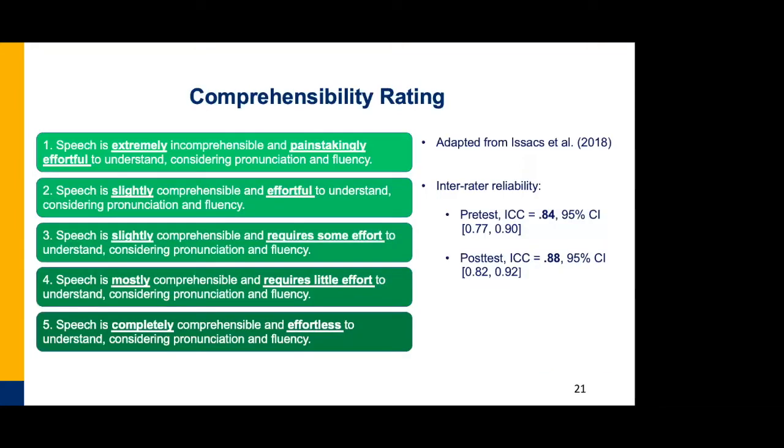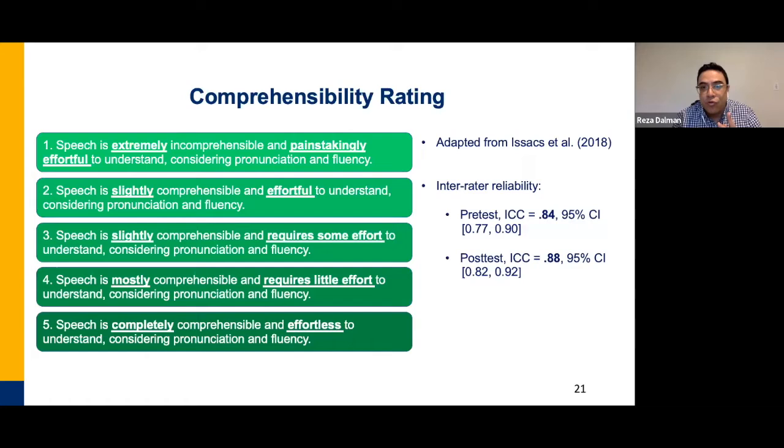And comprehensibility was measured through a 5-point rubric developed originally by Isaacs et al. It was a 5-point rubric, and level 1 represented speech that was extremely incomprehensible, and level 5 represented speech that was completely comprehensible. The interrater reliability for the pre and post test was acceptable.